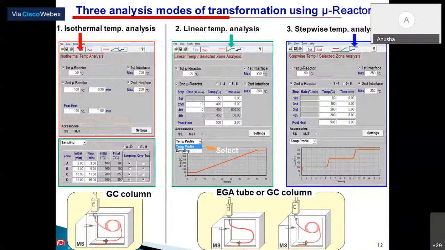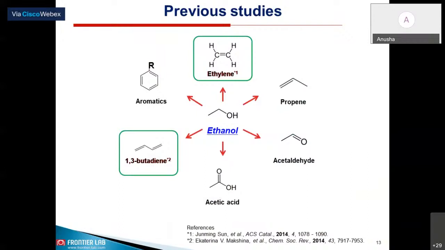From now, I would like to talk about the application part. Kim-san is going to give more details in depth about applications, but here I'm just going to quickly talk about two main applications related to this Tandem microreactor. In previous studies, lots of research has been conducted on the catalytic conversion of ethanol. In this study, using this new system, we conducted experiments on the catalytic conversion of ethanol to ethylene and butadiene.